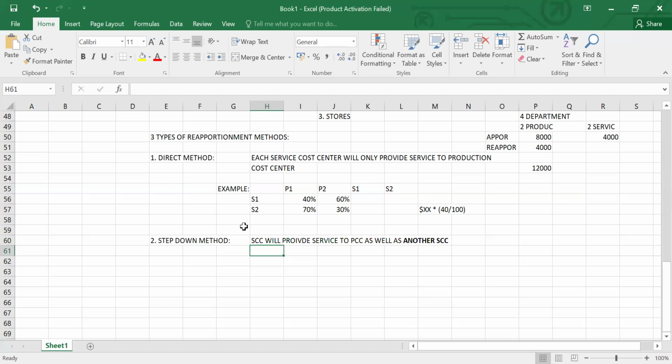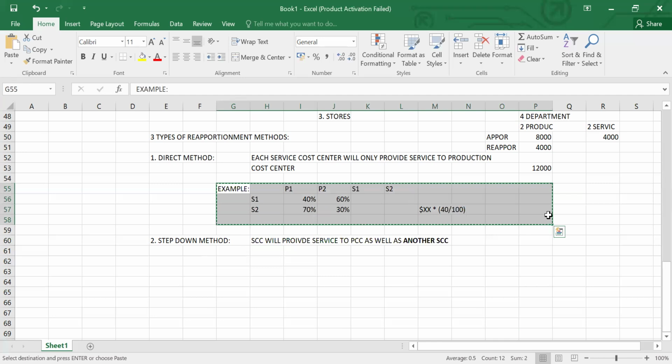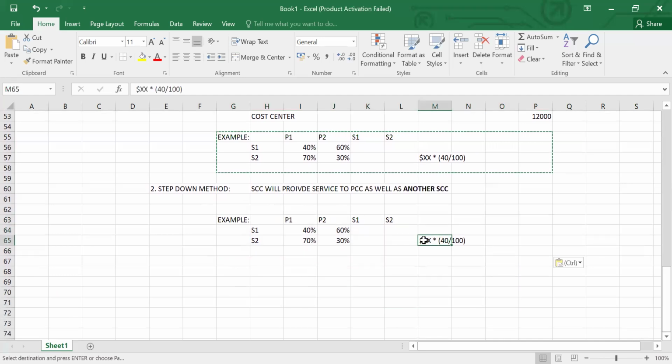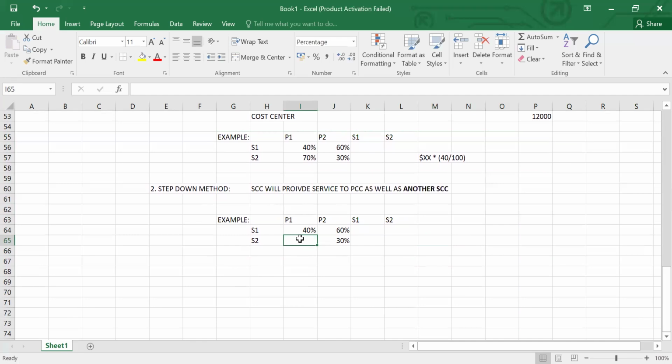What was previously happening is that service centers were only providing service to production centers. But in the step down method, the added complexity is, let me first of all adjust the ratios, then I will tell you. Now in the step down method, the added complexity is that this service two department is providing 50% service to production one.